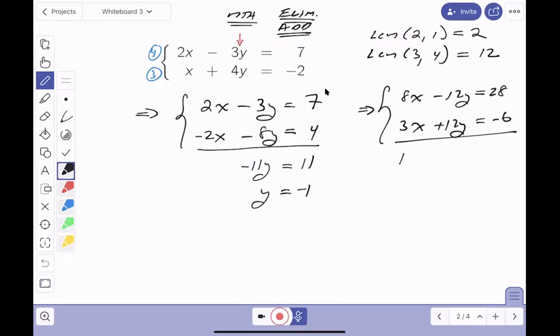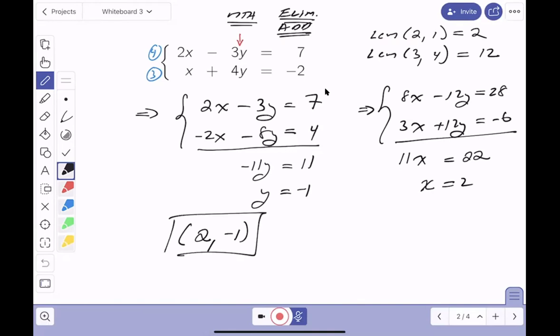What would this give you? 11x. The y's would disappear. And then what do you get? You get 22. This seems pretty easy. X is 2. So I'm going to write down what I believe the answer is. I believe x is 2. We're going to write it as an ordered pair of numbers, and the y is -1. Again, this is an ordered pair, x, comma, y.